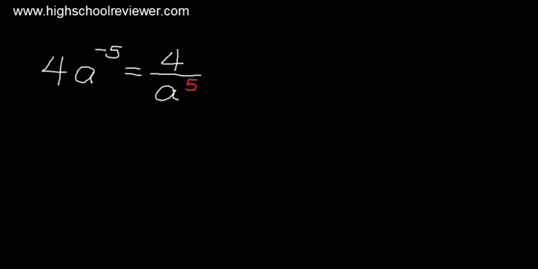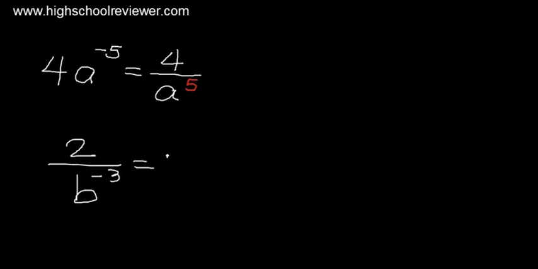Let's have another example. We have here 2 all over b raised to negative 3. In this example, the base with the negative exponent is on the denominator. So what we need to do is just the reverse. From the denominator, we will put it on the numerator, making the exponent positive.